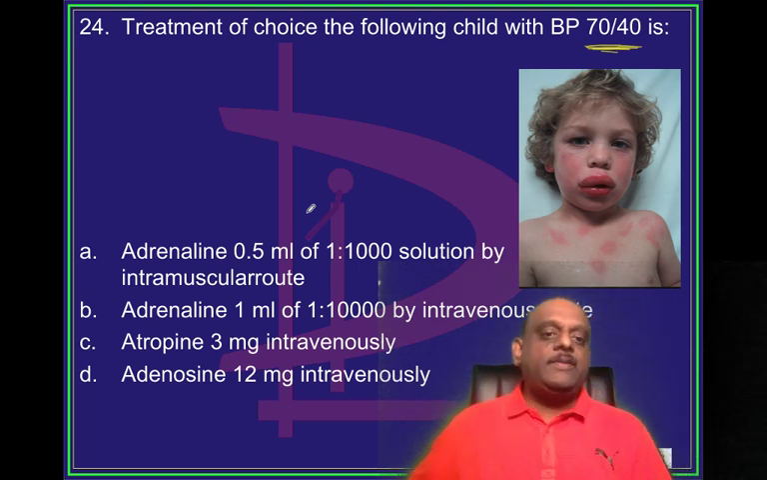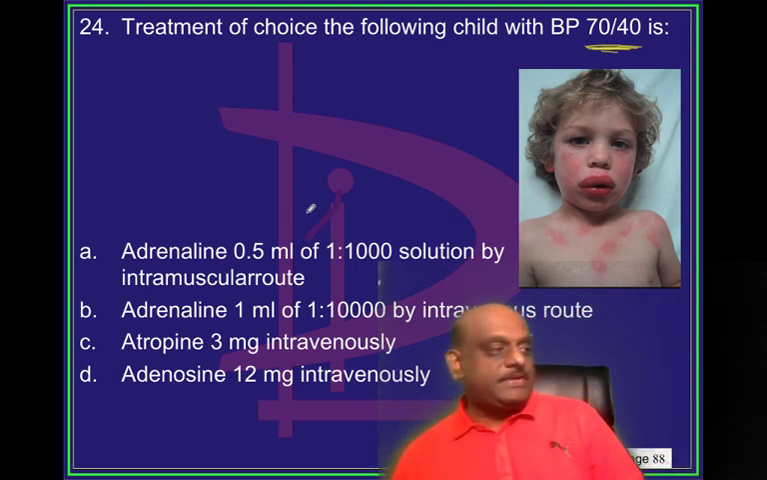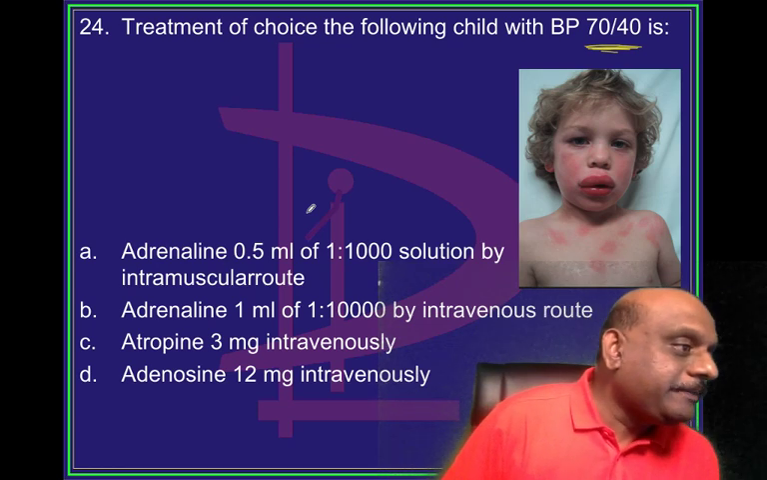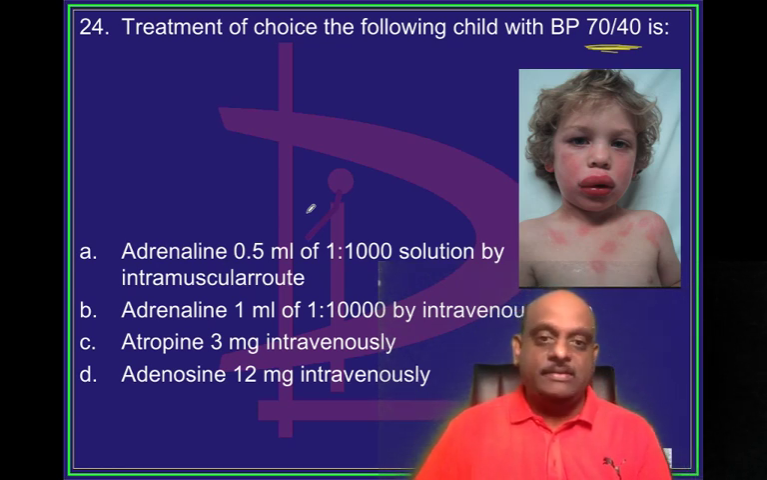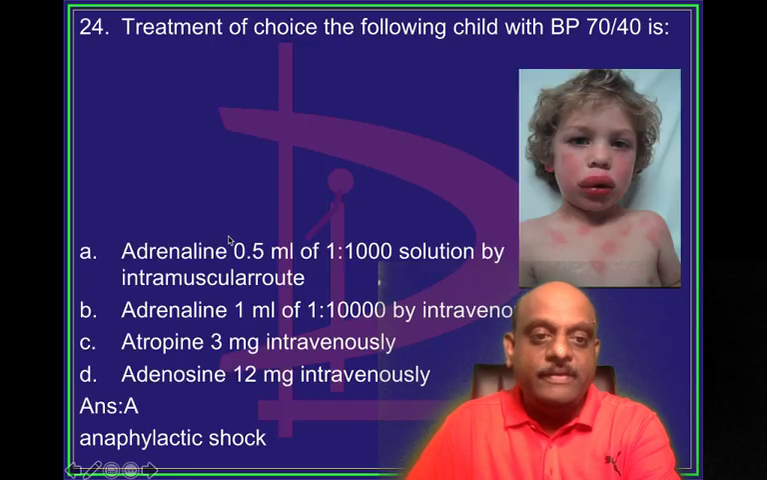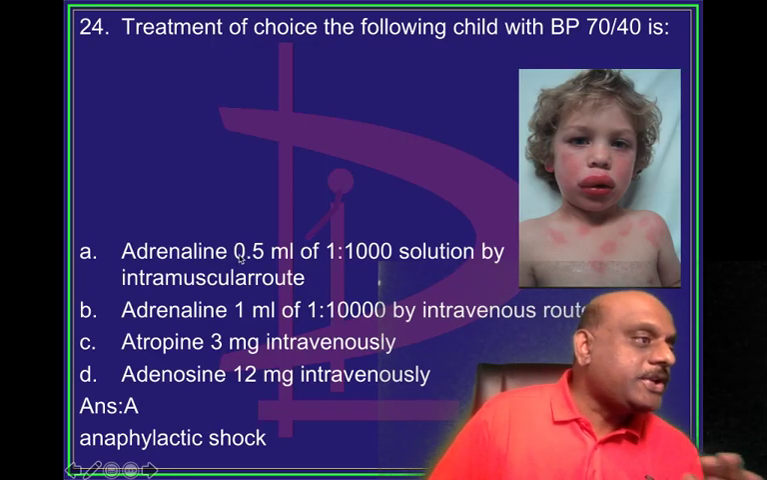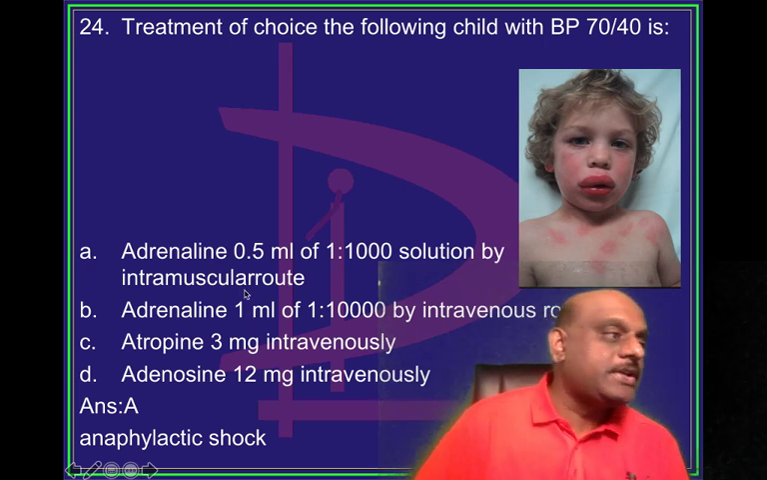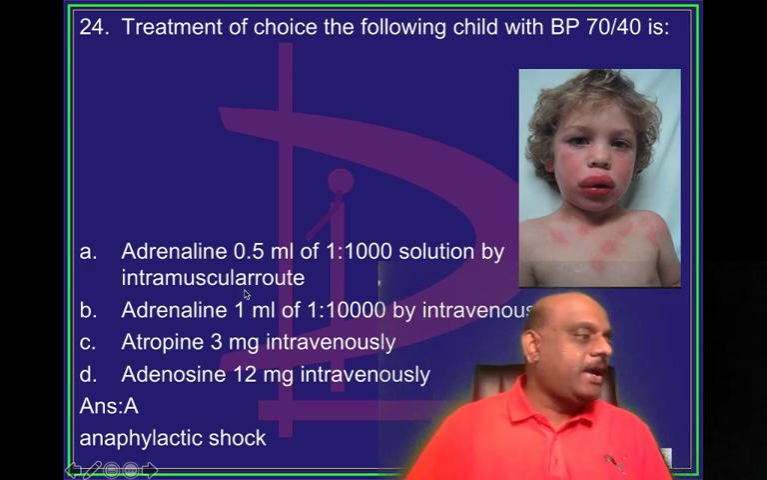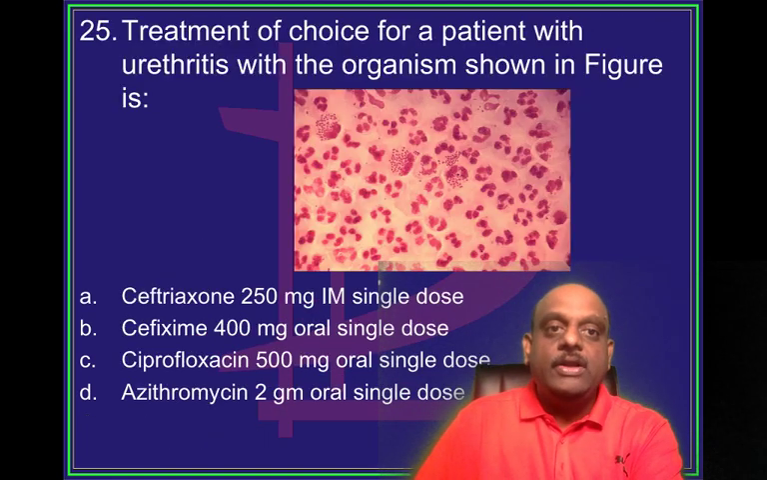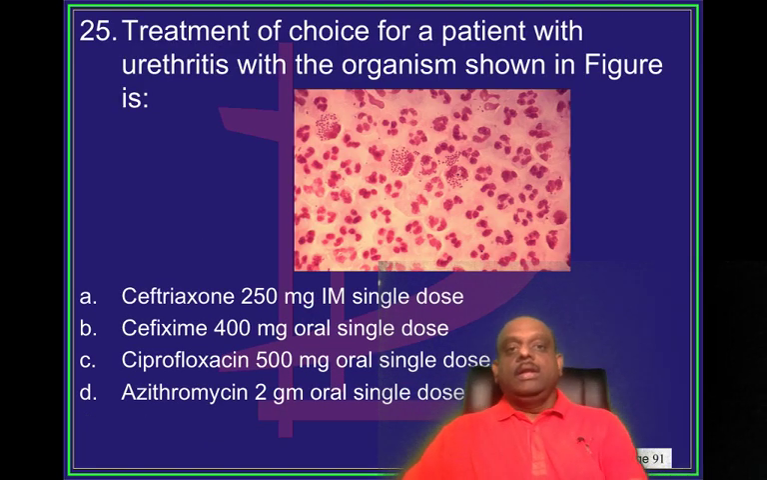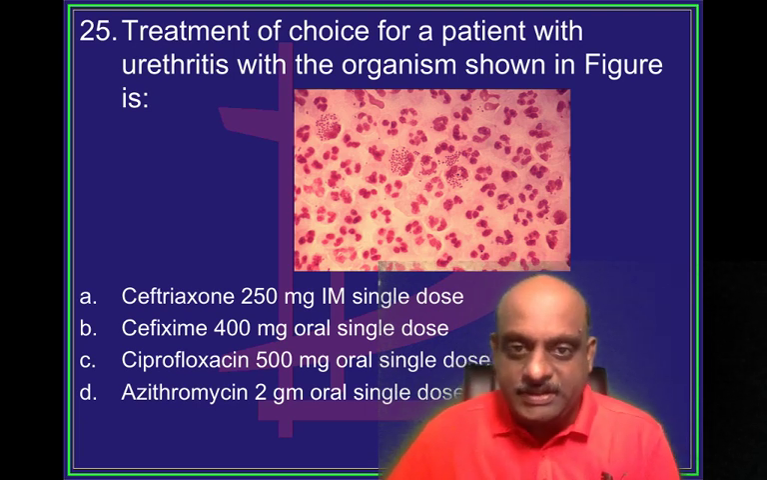Satya Snigdha is proposing B. Yes. And Harshit says IM is the correct route. Very good. Intramuscular is the route of choice. Harshit Gowda, absolutely right. Good. Very good. Now, doc, this patient had urethritis.